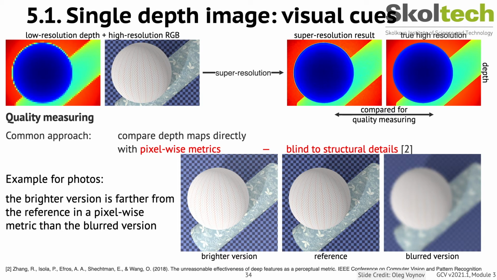Perceptually based distance measures have been studied in the context of super-resolution of RGB images. For instance, in the lower figure in the slide, the central reference image has been modified twice. First, by slightly increasing its brightness, which leads to a brighter version presented on the left, and second, by blurring the image, resulting in the version on the right. The counterintuitive result is that the brighter version is farther from the reference in a pixel-wise sense than the blurred version. This disagrees with human judgments.